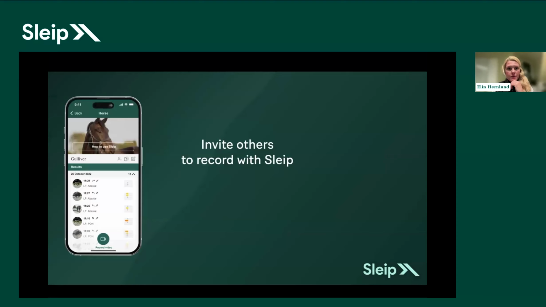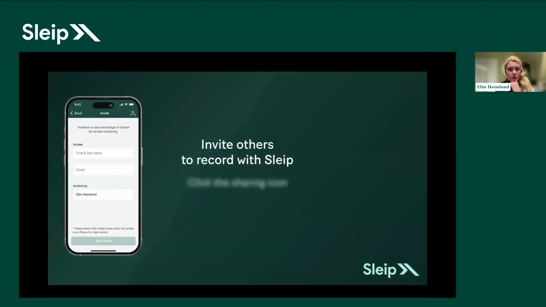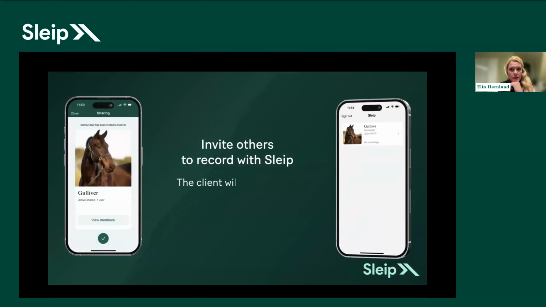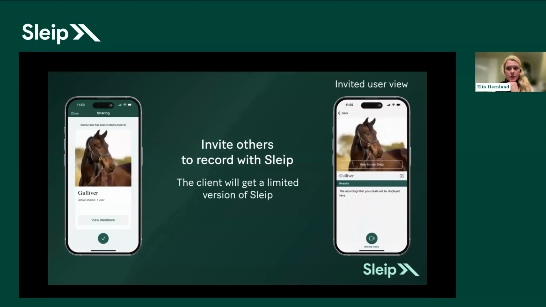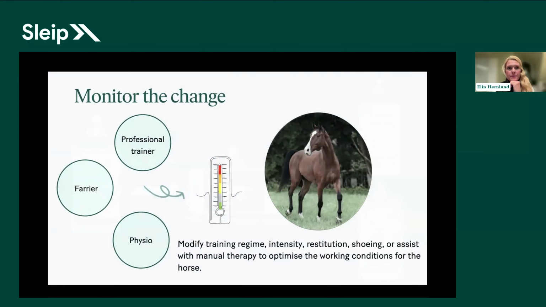You could also invite clients to record from home, which creates another type of touch point between different individuals around the horse. That means they would do recordings at home that would be sent to your device if you are the person who has the login to Sleip. So you send an invite to the client and they get a limited version of the results. You can then create this type of network with people that can use these objective measurements to make better decisions together.